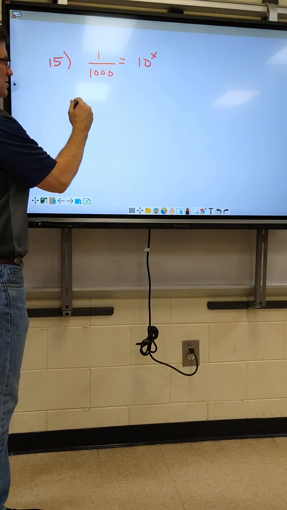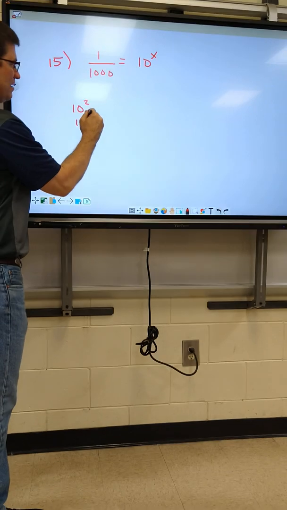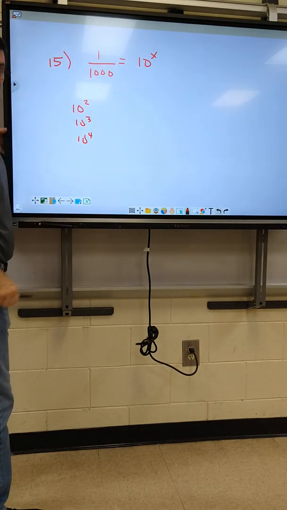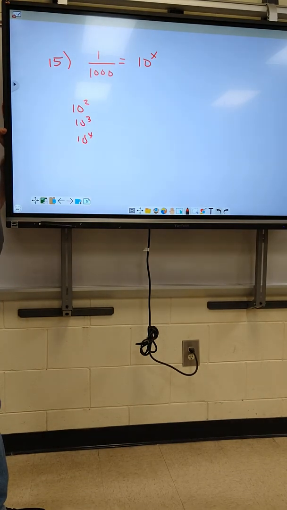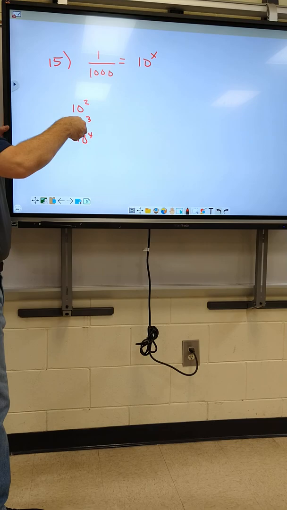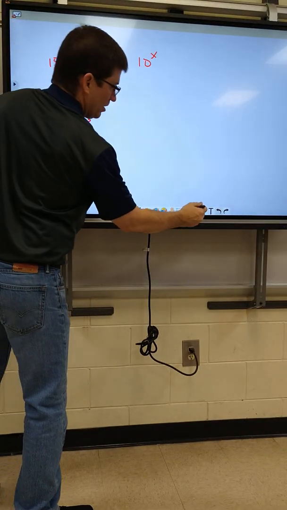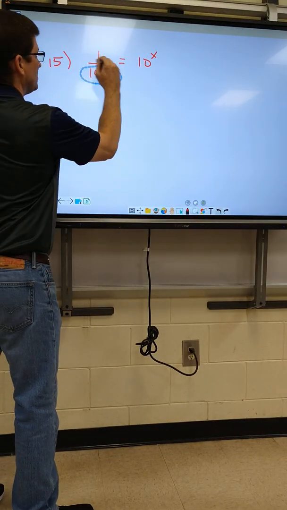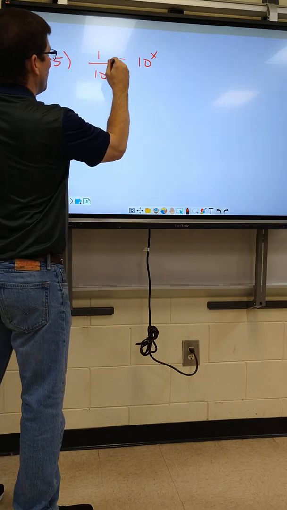Use your calculator. Find out 1,000 is going to be either 10 to the second, 10 to the third, or 10 to the fourth. All right, Adam uses calculator. It is 10 to the third, right? The way I was always taught, however many zeros you have is what your exponent's going to be, right? Okay. So I'm going to erase that and make it 10 to the third.